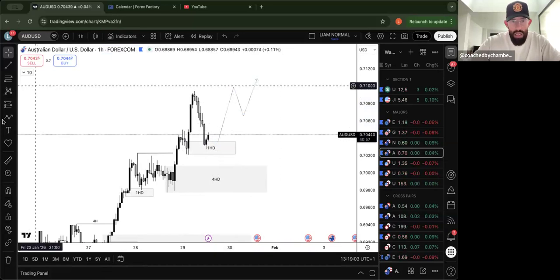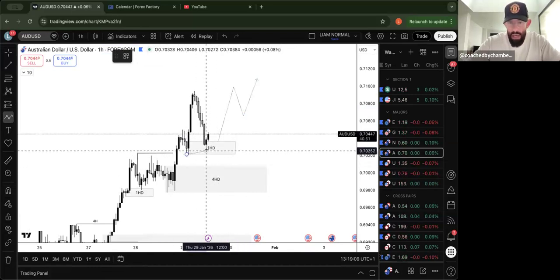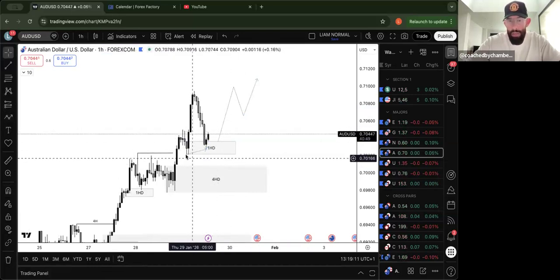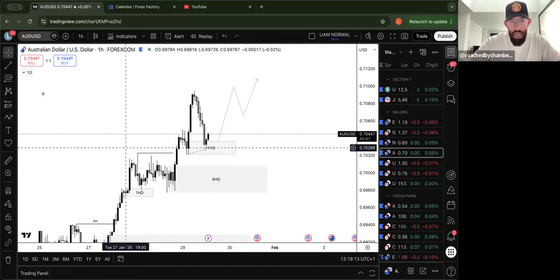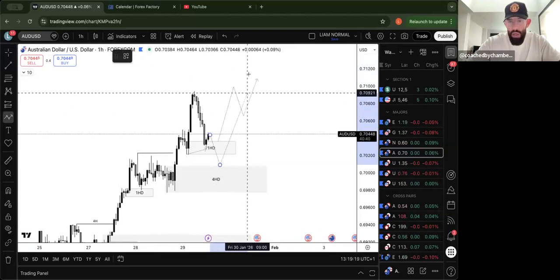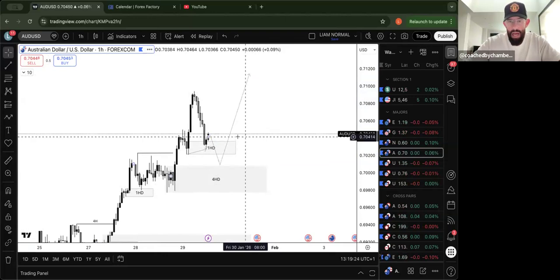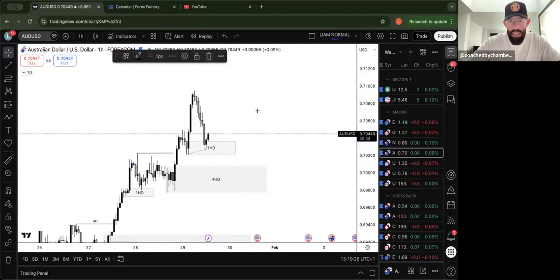Or the second scenario is the market uses early buyers in this area now. It creates these lows as liquidity points where people's stop losses and break evens will be. And then what the market could potentially do is dip, fill in this imbalance, tap into this demand area, and then we could get that bullish movement away. So they're the two scenarios that I'll be keeping my eye on with AUD USD.